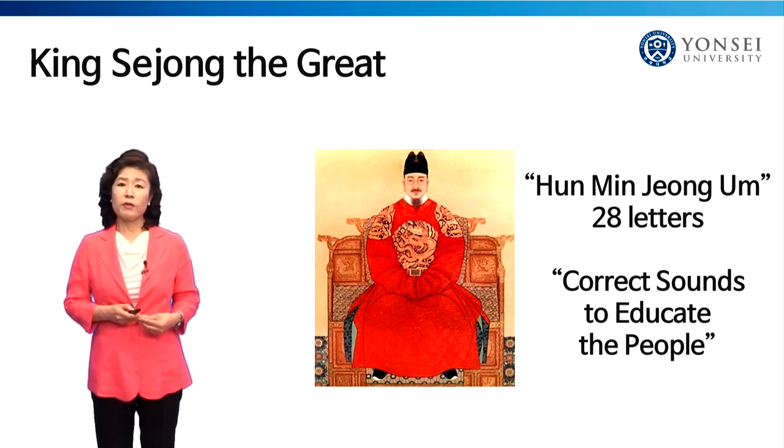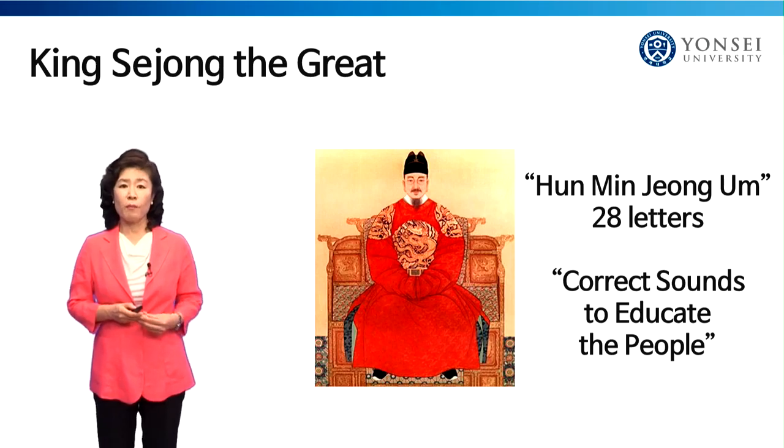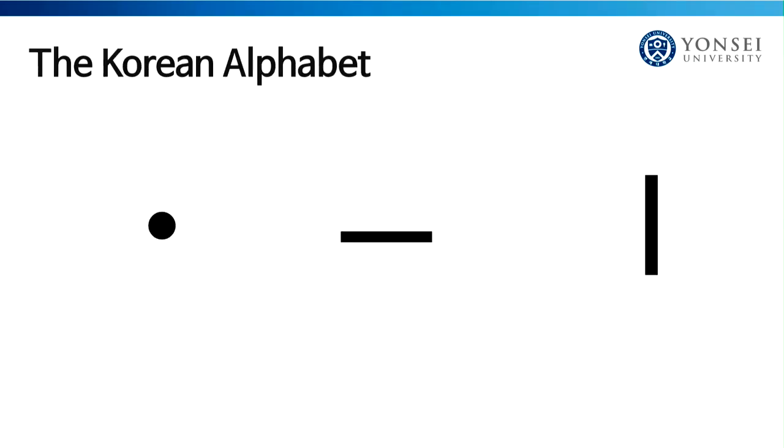훈민정음, which translates as correct sounds to educate the people. As time went on, however, some of the letters fell out of use to the point where now there are 24 basic characters, 14 consonants, and 10 vowels. Let's take a look at the vowels first. They were made up of these 3 characters. Now, do you know what each of these symbols represents?